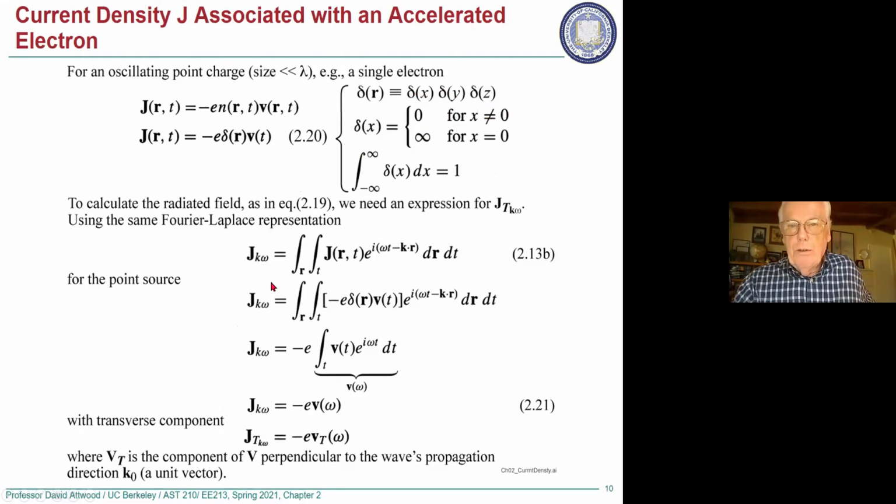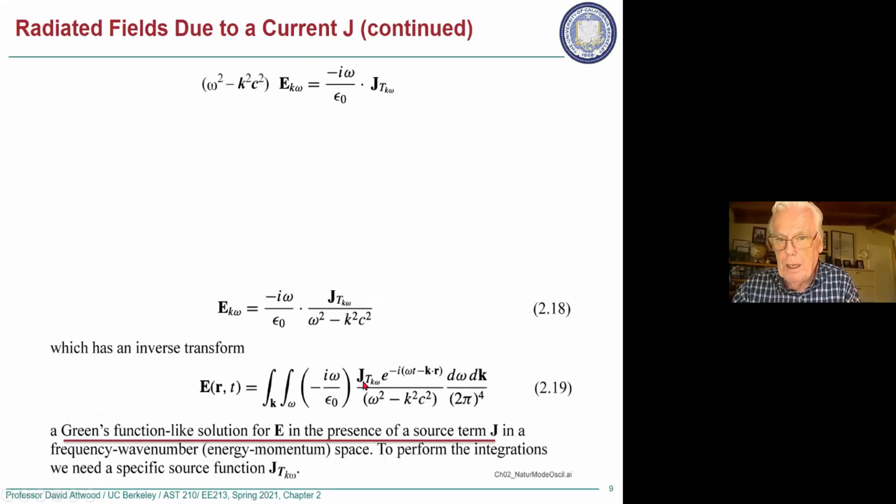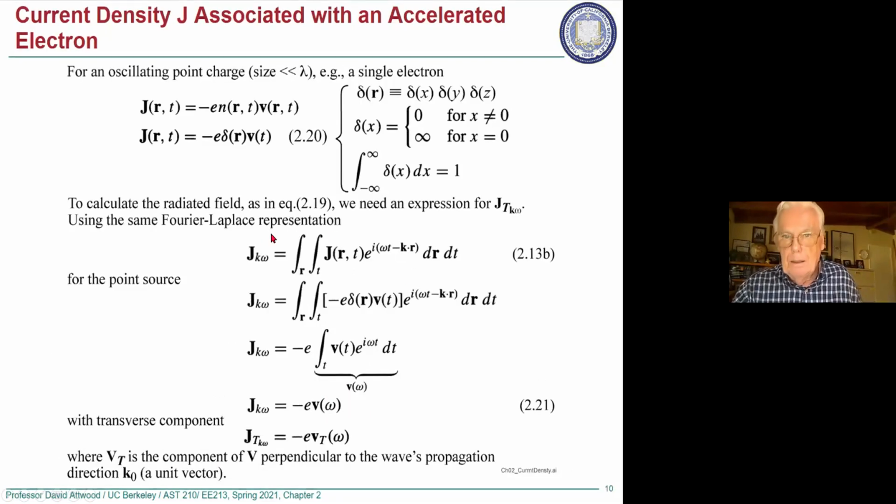So in the usual fashion of the Fourier-Laplace transforms, we need j(k, omega). We only need the transverse component, which is going to bring in an angular function. Here's how we get it. It's the Fourier transform of the space-time J(r, t), which has this functionality: the minus e, a delta function, and a velocity component v(t). So we have to integrate over vector r, three coordinates, and time.